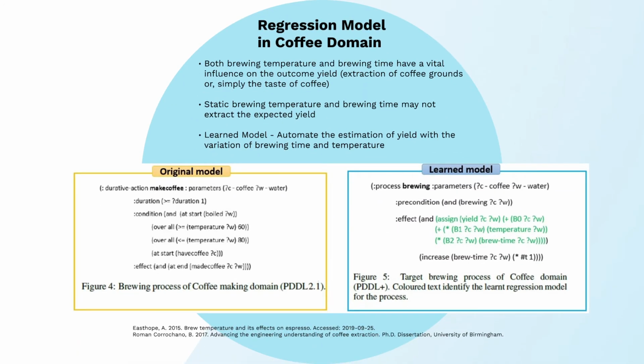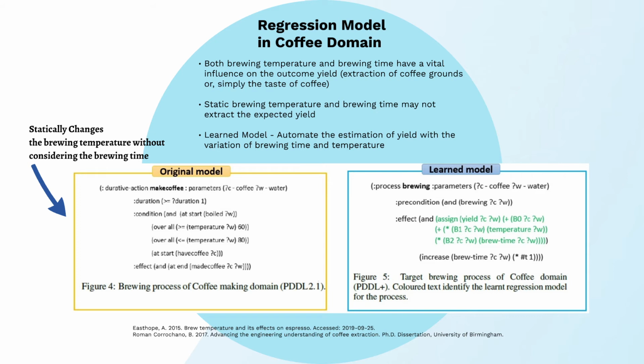As another case study, we have formulated the PDDL plus version of the coffee domain, which is partially inspired by its original PDDL 2.1 version. In the original PDDL 2.1 formulation, the only continuous change function is temperature, which is declared statically to get a generic cup of coffee without considering the brewing time.